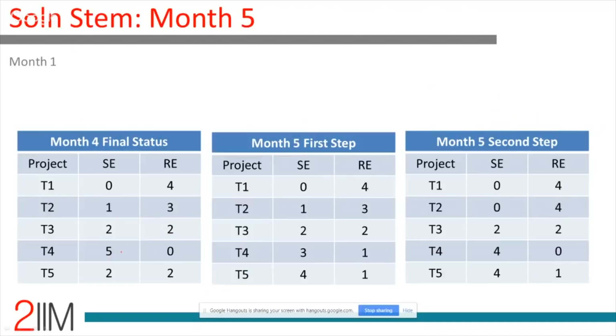Let's go to month 5. Month 4 final status, transition is from here to here. This becomes 3, this becomes 4. This becomes 1, this becomes 1. That is what this table is. T1, T5 swap. Can we do this? Not possible. No SEs. This is out. This is out. T2, T4 swap. Is that possible? Yes, it is. This becomes 0. This becomes 4. This becomes 0. This becomes 4. This is our final state.